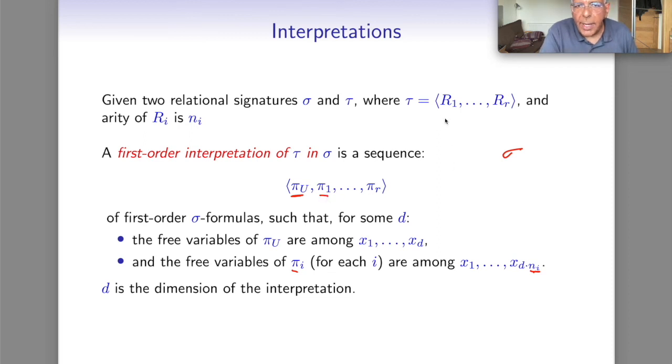Pi 1 then defines a relation of arity n1 on the set of d-tuples, right? It's a relation of arity d times n1 on the original sigma structure, and therefore a relation of arity n1 on the d-tuples of that structure, and so on. So we think of this as defining a set of d-tuples and a collection of relations, which together form a tau structure.